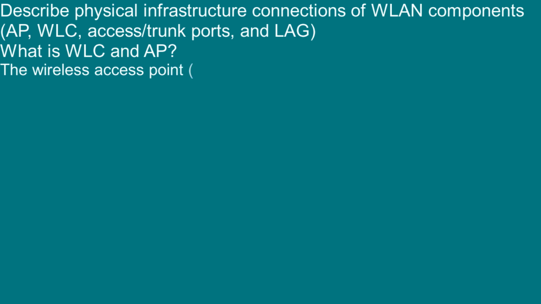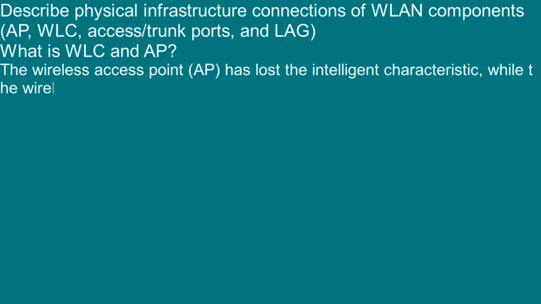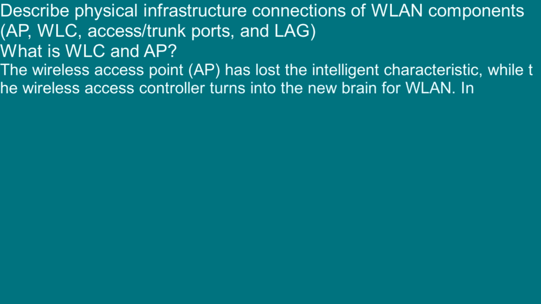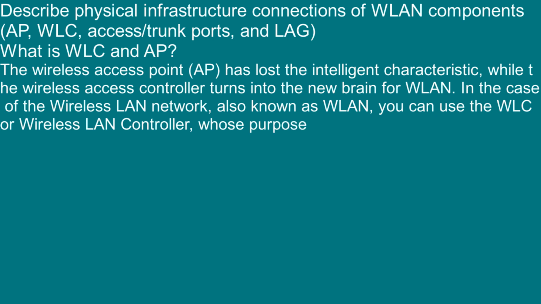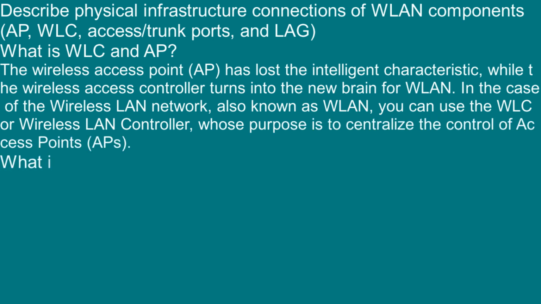What is WLC and AP? The wireless access point, AP, has lost the intelligent characteristic, while the wireless access controller turns into the new brain for WLAN. In the case of the wireless LAN network, also known as WLAN, you can use the WLC, or wireless LAN controller, whose purpose is to centralize the control of access points, APs.